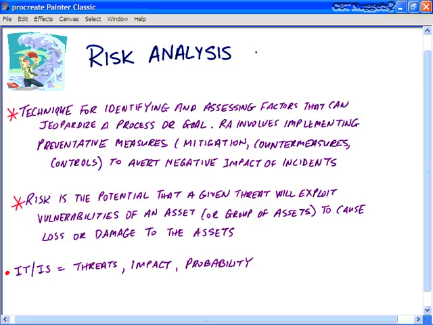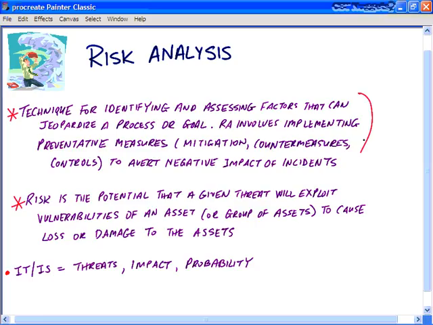Risk analysis. Here's a kind of a classic risk analysis definition. Risk analysis is a technique for identifying and assessing factors that can jeopardize a process or a goal. In our case, the process is the information technology process, the information systems process. The goals are the business goals, the business needs of the organization. Risk analysis involves implementing preventative measures, which means mitigation, countermeasures, and controls to avert the negative impact of incidents.